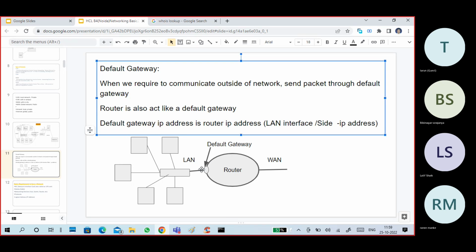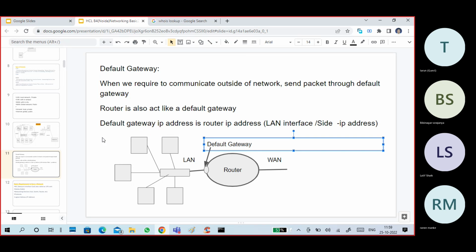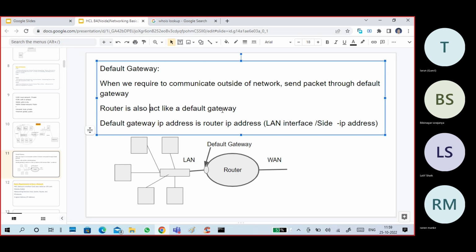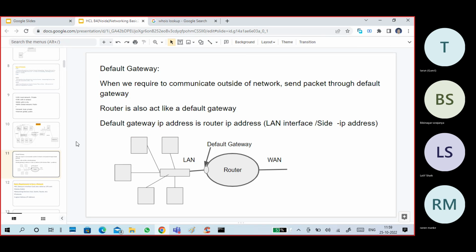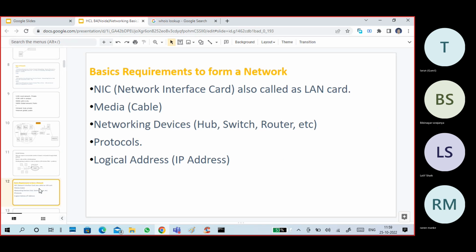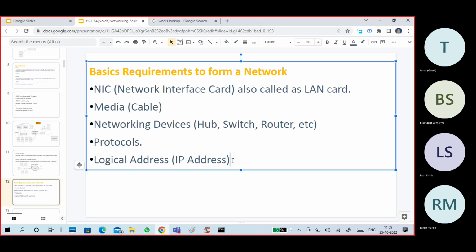A gateway is a device, it has an IP address, and the router acts like a default gateway, which means the default gateway IP address is your router IP address. The router has two IP addresses, one is WAN side, another is LAN side. If you go to router settings, you can see it.